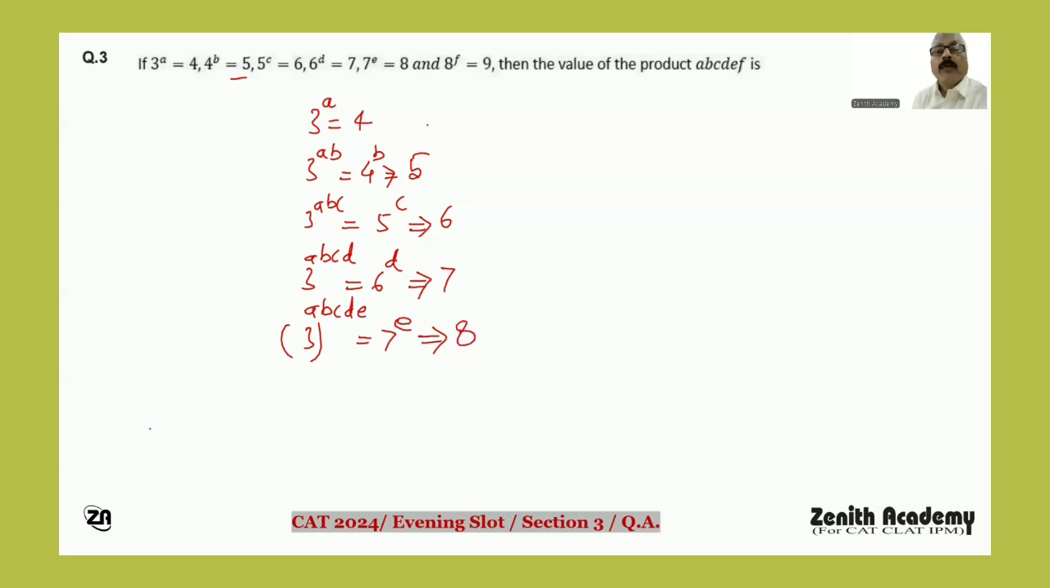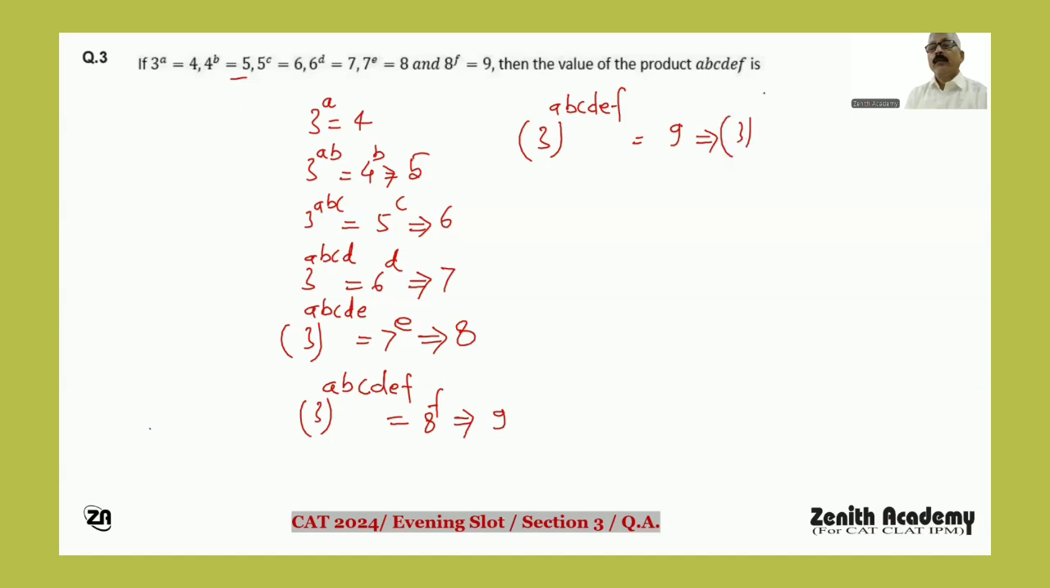And again, raise it to the power f. Then 3 to the power abcdef is equal to 8 to the power f, and this is given equal to 9. So finally, 3 to the power abcdef is equal to 9, and 9 you can write as 3 to the power 2. So now the base is the same, you can compare the powers. So the answer is abcdef is equal to 2. This is the answer.